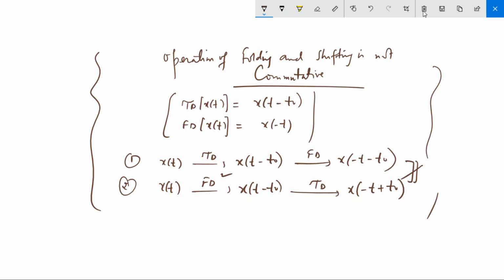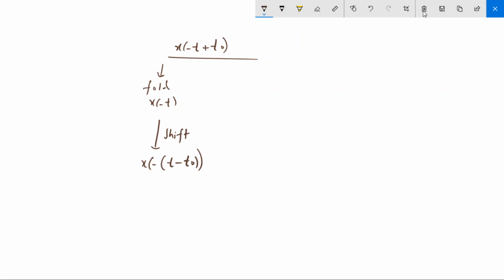Okay, so if you want to plot x(-t+t naught), again you can use any one of the ways. Either you first fold it, you will get x(-t), then you have to shift it. Now since you have to obtain minus t plus t naught, it means this t should be replaced with t minus t naught. It will become x(-t+t naught).